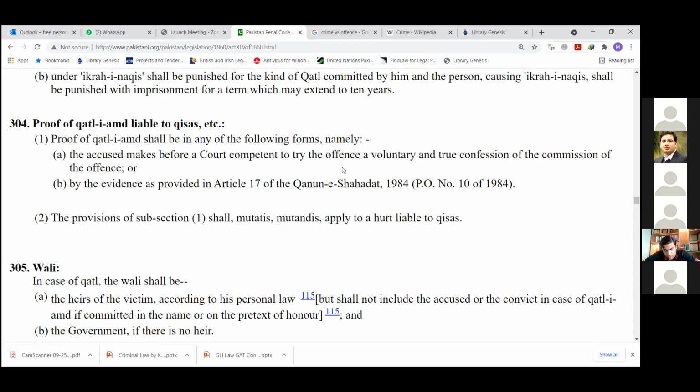Proof of Qatl-e-Amd liable to Qisas. What are the standards of proof if one needs to enforce Qisas as a punishment for Qatl-e-Amd? There are two propositions. Number one, a judicial confession by the accused, or evidence as provided in Article 17, which is the evidence of adult male witnesses who fulfill the requirements of Tazkiyatu Shuhud.